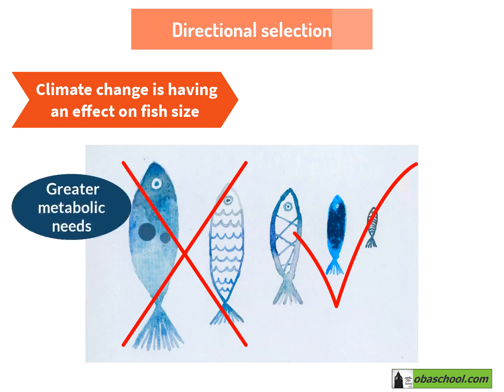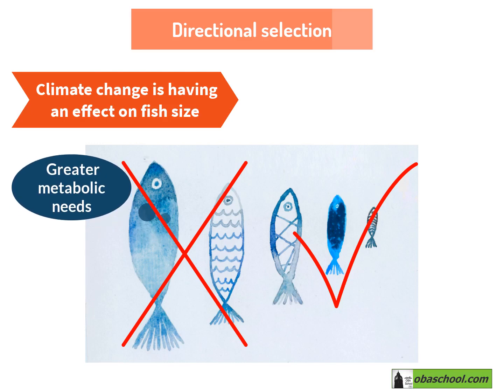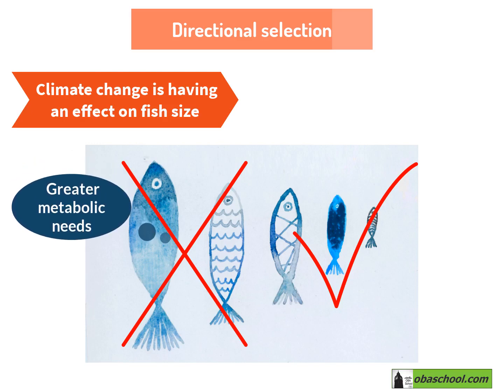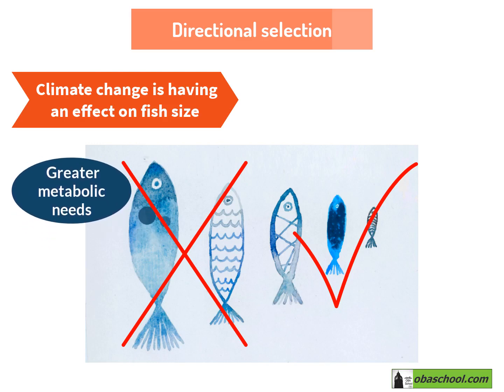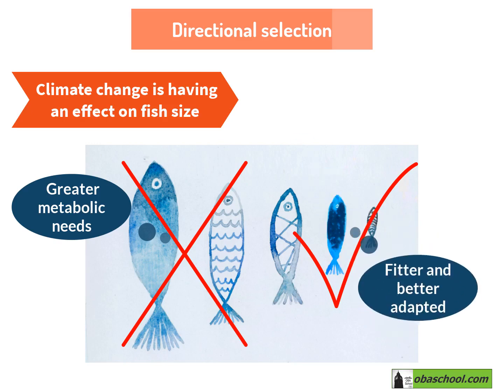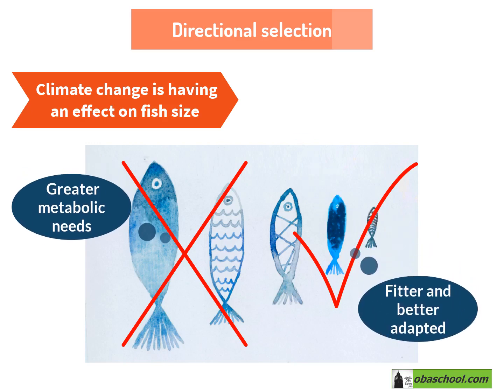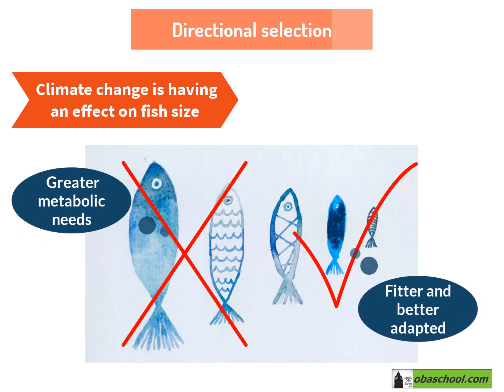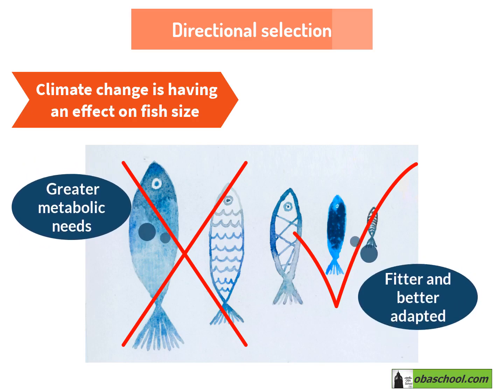The larger fish have greater metabolic needs than the smaller fish, and so they will feel the effect of increased temperatures more strongly. What about the fish with a smaller body size? Well, fish with a smaller body size are therefore fitter and better adapted to living in seas experiencing increased temperature.